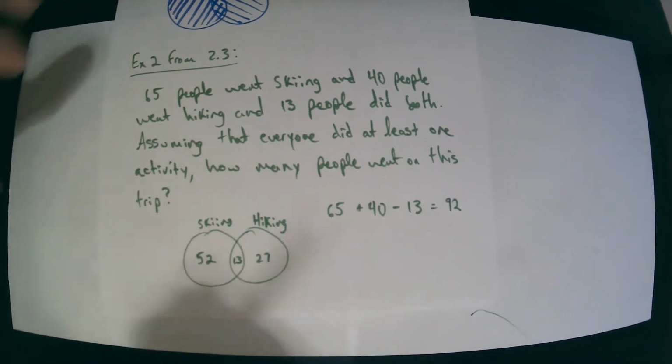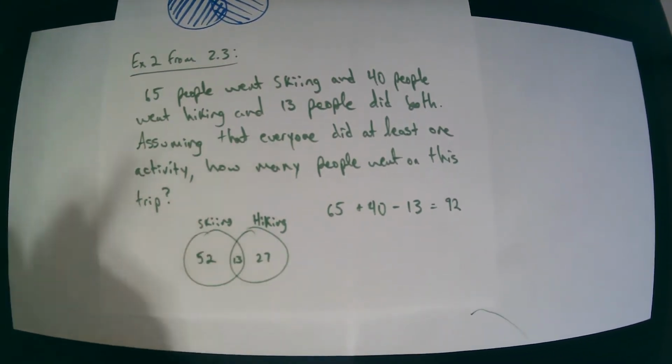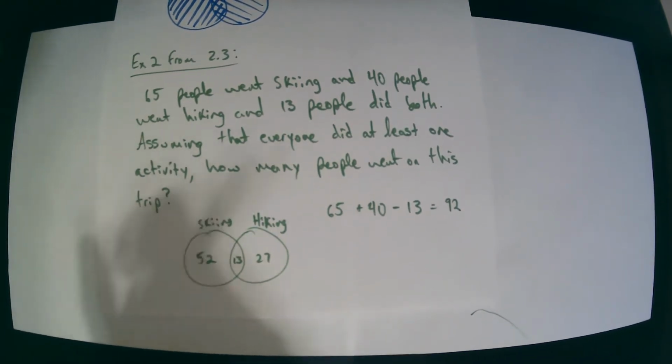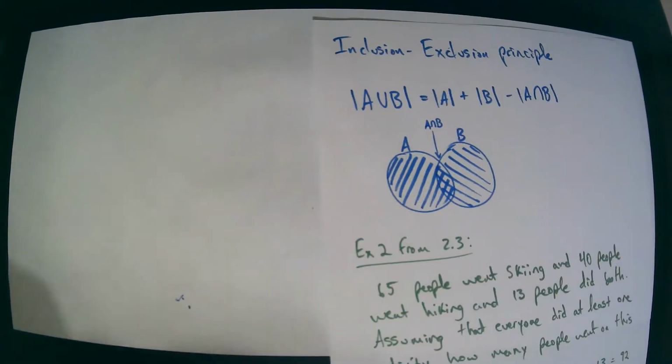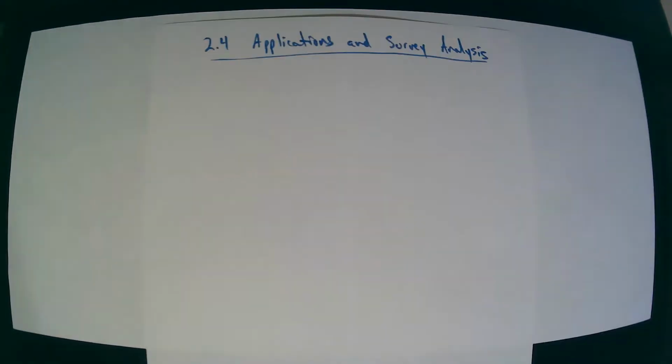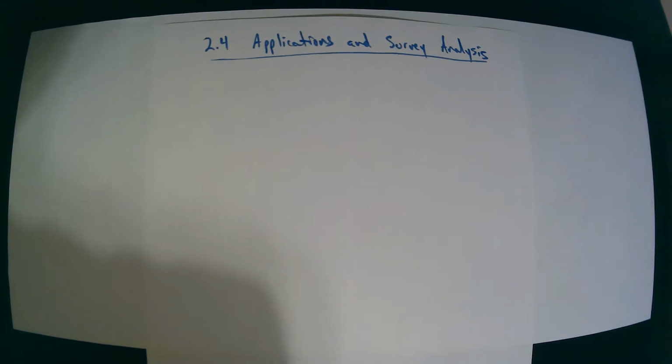Okay. Alright, so let's now go to section 2.4. Okay, so this section is called Applications and Survey Analysis. So we're going to be looking at some potential real-life applications to this set theory stuff, and looking at survey analysis. So that just means basically you've given a survey to a group of people, now you've got data and you want to analyze it.